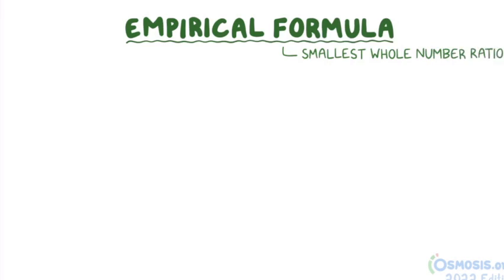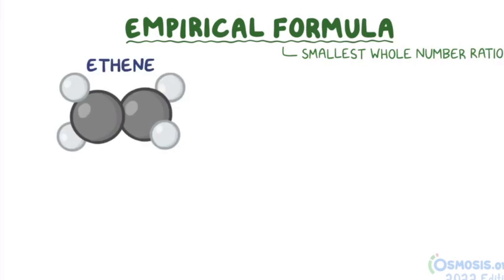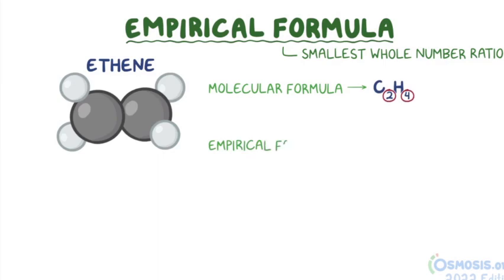An empirical formula is a chemical formula that gives the smallest whole number ratio of atoms in a compound. As an example, let's take the molecule ethene, which has 2 carbons and 4 hydrogens, so the molecular formula is C2H4. But notice that both subscripts are divisible by 2. So, to figure out the empirical formula for ethene, we have to find the smallest whole number ratio that describes the relative number of different atoms.